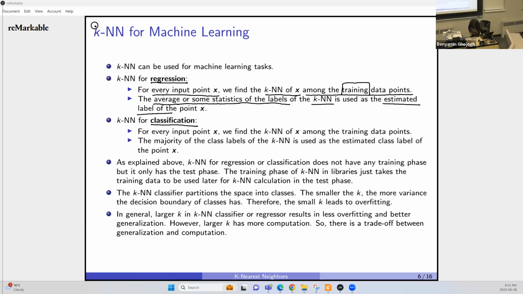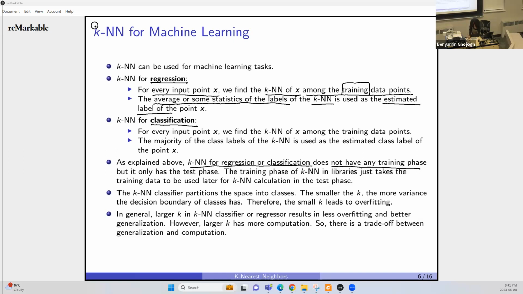Then, as explained above, KNN for regression or classification does not have any training phase. This is important. It is an algorithm without any training phase. Just testing. We use training points in the test phase. Because you don't need to fit anything. You don't need to optimize anything. So it's fast for training. It doesn't have any training phase.